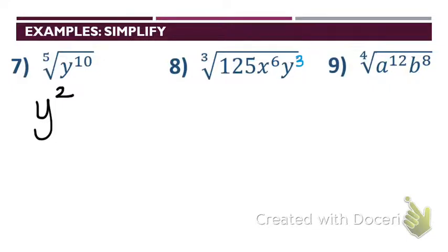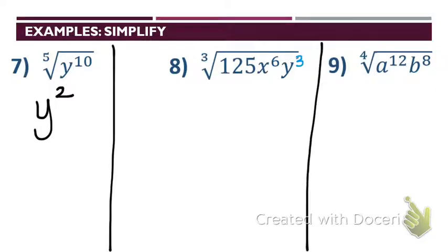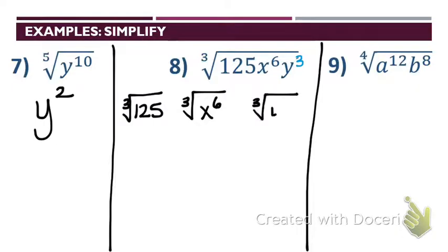For question number 8, there's 3 different things underneath that cube root. And we have to look at each one separately. So I like to rewrite it so that each one has its own. And you're going to look at each one individually. So you're taking the cube root of 125, and then you're taking the cube root of x to the 6, and then you're taking the cube root of y to the 3rd.